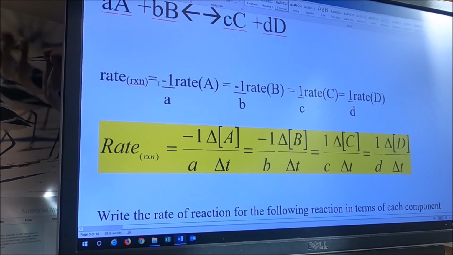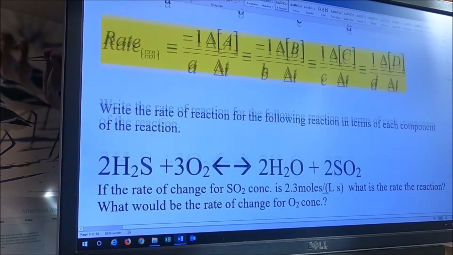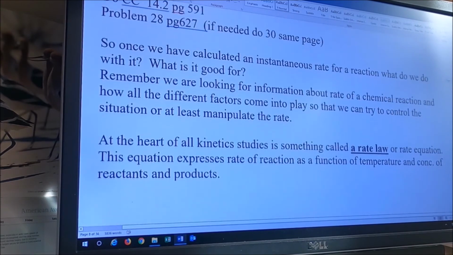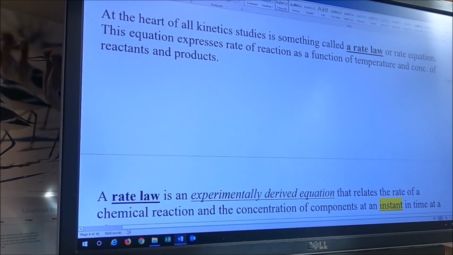The rate of the reaction is equal to -1 over little a, the change in concentration of A with time, that's rate for A, or -1 over little b, change in concentration of B with time, or 1 over c, change in concentration of C with time, or it could be equal to 1 over d, change in concentration of D with time. And now we can write that for any one of the components of the reaction. And I did that problem for you. So we're ready to talk rate law.